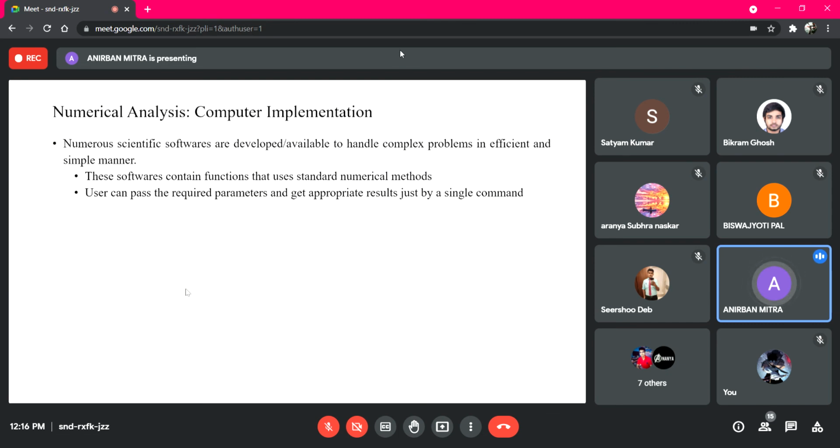What you need to do is just supply the matrix and write one line of code that would give you the result. So users can pass the required parameters and get the appropriate results just by a single command. In MATLAB, that is INV, with the matrix provided within brackets. And that would give you the inverse. So why waste time writing 250 lines of code?